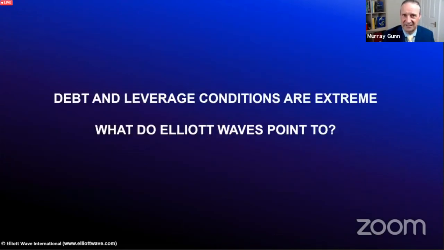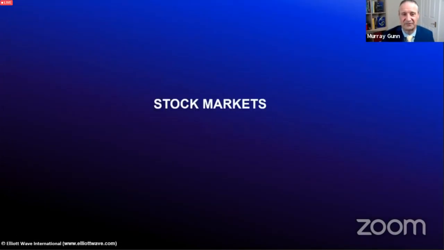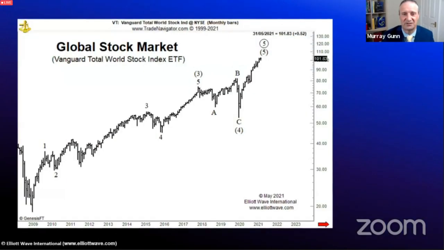Okay, so we know that debt and leverage conditions are extreme. What do the actual Elliott waves point to? So let's have a look, first of all, at the stock market. So this shows the global stock market, the Vanguard Total World Stock Index ETF. And it's showing that since 2009, we had wave 3 topping out here in 2018, and wave 4 hitting a low in 2020. So that means that the rally since 2020 is wave 5. And so we think this is a terminal wave under the Elliott wave principle.